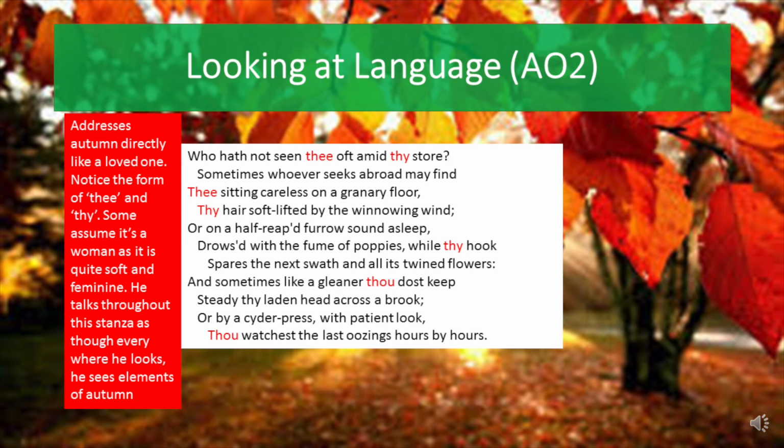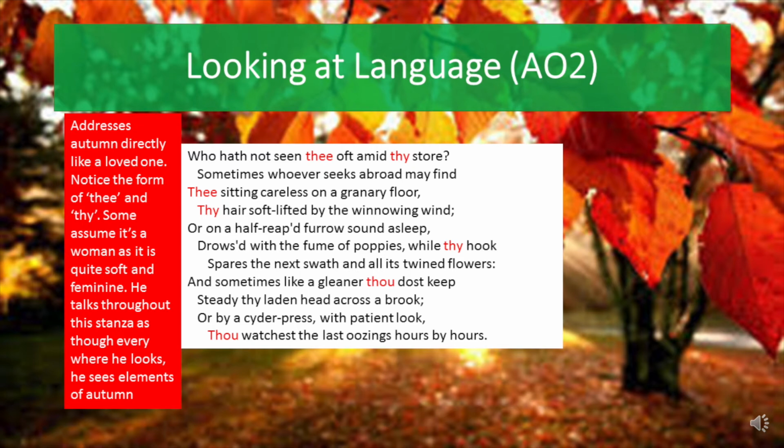Okay, so the second stanza then, look at this all the way through. Now, for those of you who are familiar with Shakespeare or even 18th and 19th century language, when you have that idea of thee and thy and thou, Keats is speaking to autumn here, and the idea is that he addresses autumn directly like a loved one. Now, notice the form of thee and thy.